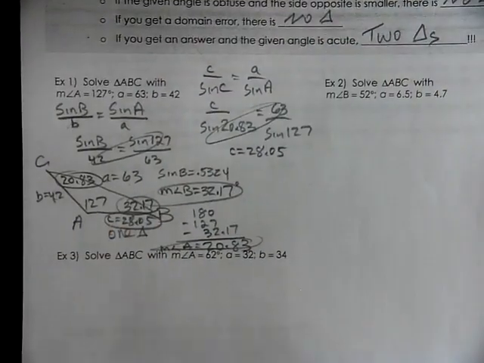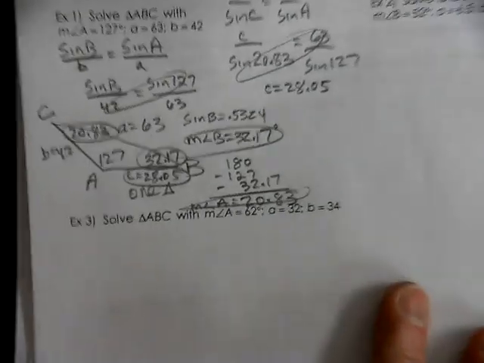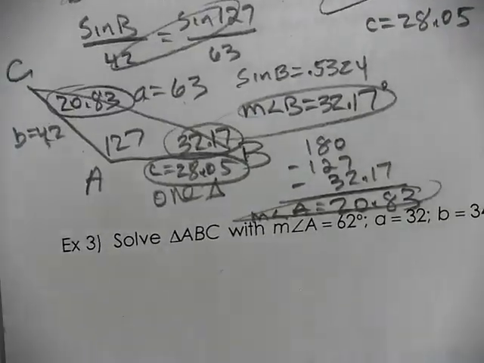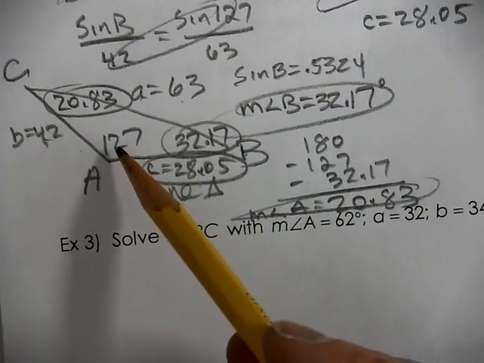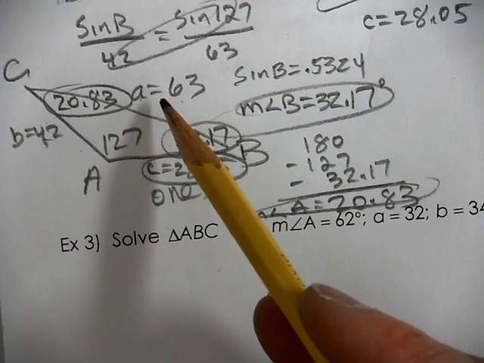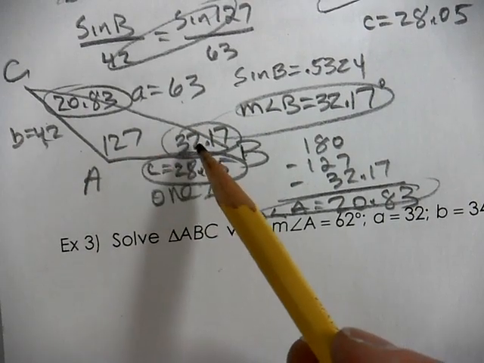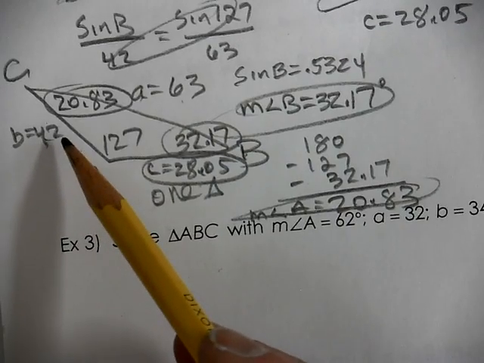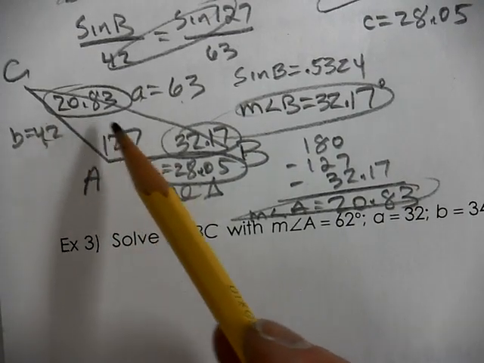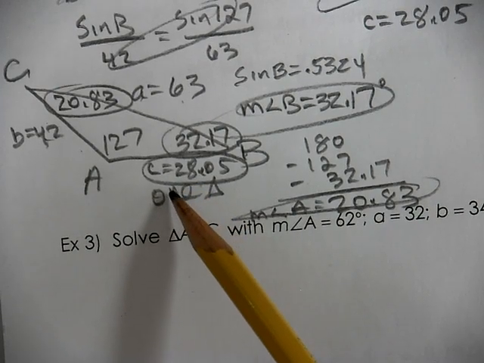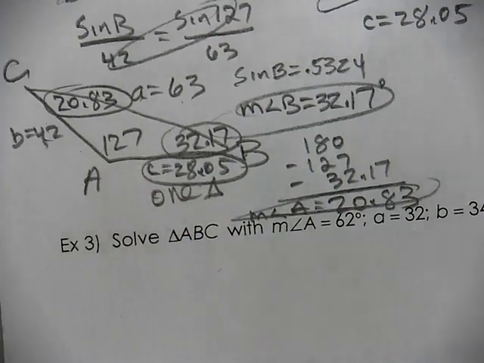Now let's think about this for a moment. The largest angle, 127, is across from the longest side. That makes sense. The medium size angle, 32, is across from the medium side. And the smallest angle is across from the smallest side. That's going to be a requirement. That'll always happen. It's a good way for you to check your work. Do you have something in the wrong spot?